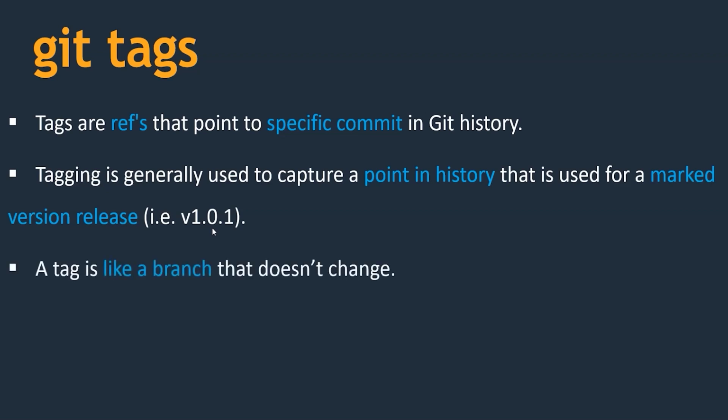Next, a tag is like a branch that doesn't change. So whenever we create a tag, after that, even though you do any commits, those don't reflect on that particular tag. Why? Because that is a point in time history. Whenever you go back to that tag, you can still see the same changes that you had when creating that tag. Let's go and do this on our repository.